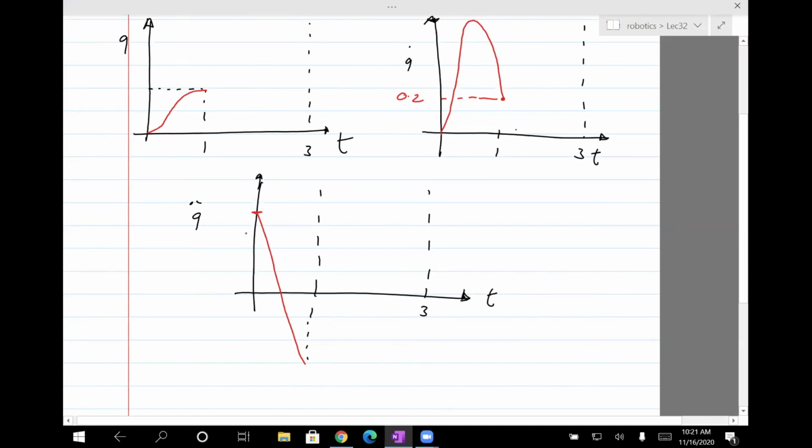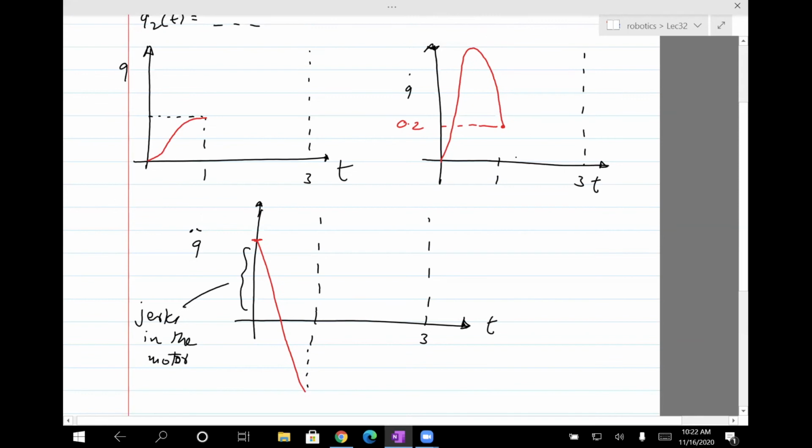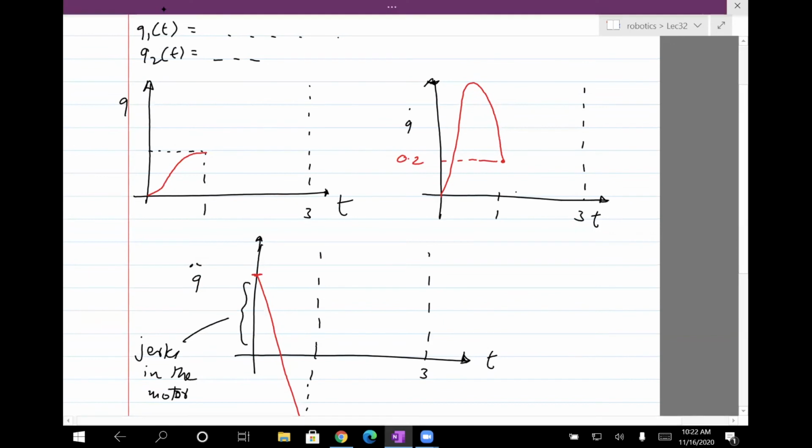So this causes jerks in the motor, as we've talked about before, and it's not recommended to have such jerks. If you want to avoid this, you want to specify q double dot equals 0 at the start and end, and then take the next higher derivative. Jerk, which is the third derivative, will actually have these transients, which are not good. So that's the first part.